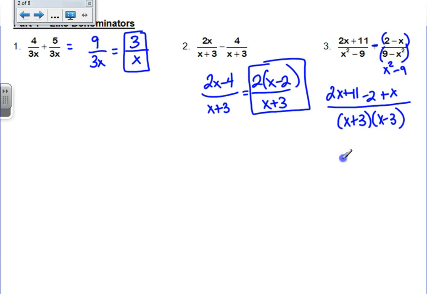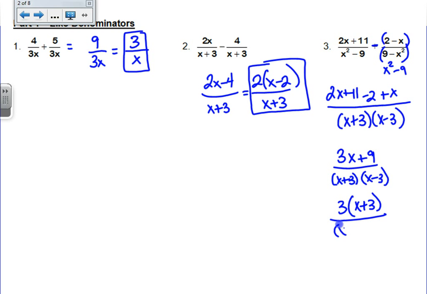So if I combine my like terms, I've got 3x, and then plus 11 minus 2 is a plus 9, over x plus 3 times x minus 3. And then I notice that my numerator has a common factor of 3 that I could take out. And good thing we did, because now the x plus 3's are going to cancel out. So if we cross off the x plus 3's, you end up with the answer of 3 over x minus 3. It's a lot of work for what looked like a little problem at the beginning.